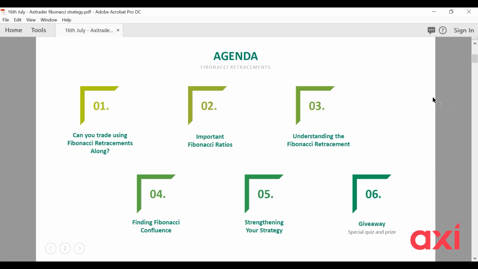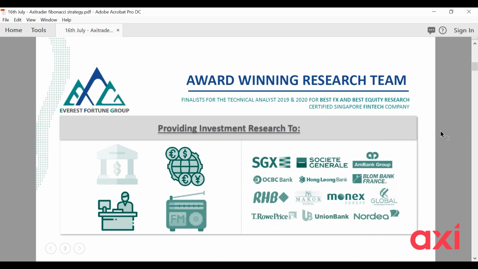Once again, a little bit more about me, Desmond Leong. I also run Everest Fortune Group, which is an award-winning research team. We're finalists for the 2019 and 2020 Technical Analyst Award for Best FX and Best Equity Research. We're a certified Singapore fintech company, and we provide research for banks, brokers, hedge funds and treasury departments. Today we'll be showing you how we use Fibonacci correctly, not just how you use Fibonacci. There are so many ways to use it, but how do you actually use it correctly and make money from it?